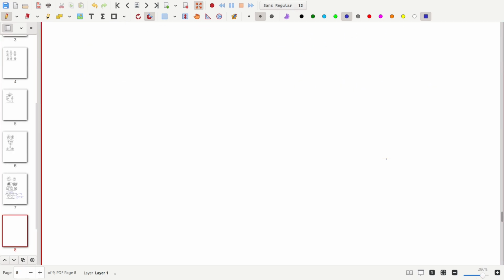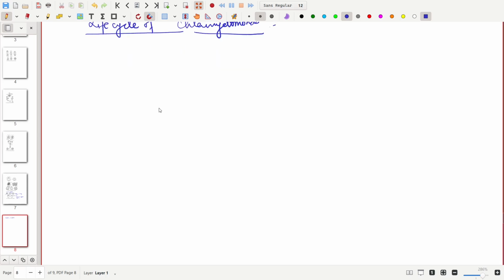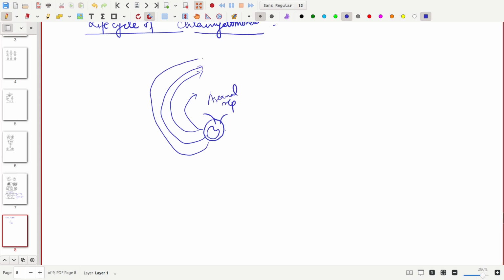Now let me tell you the life cycle of Chlamydomonas. In the previous videos, I have explained in detail, one by one, the types of asexual and sexual reproduction. Now, in a simple manner, I am going to draw the life cycle. This is a vegetative cell of Chlamydomonas, where asexual reproduction takes place in four ways.